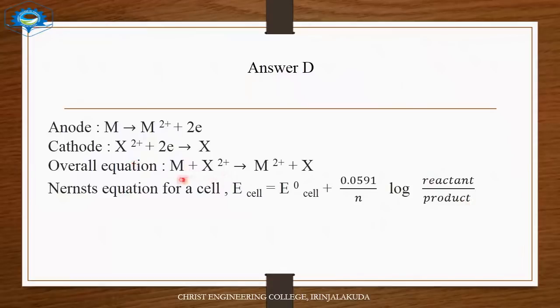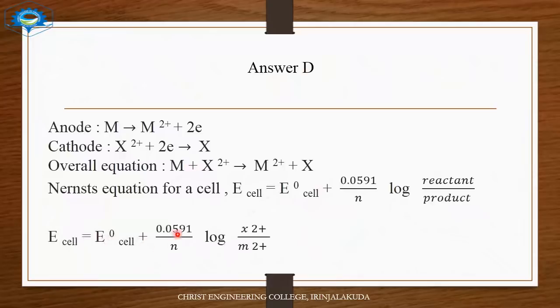Product side is M2+ plus X. Also, the concentration of pure metal will always be equal to 1. So the concentration of pure metal M and pure metal X become 1. So, what will be the Nernst equation for this reaction, considering the pure metal concentrations of M and X equal to 1?